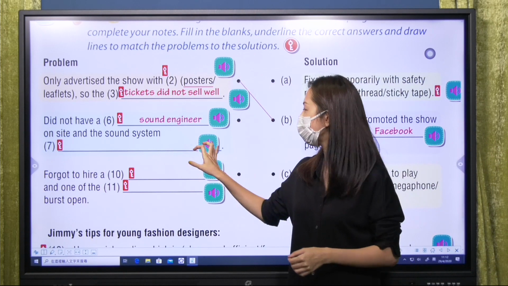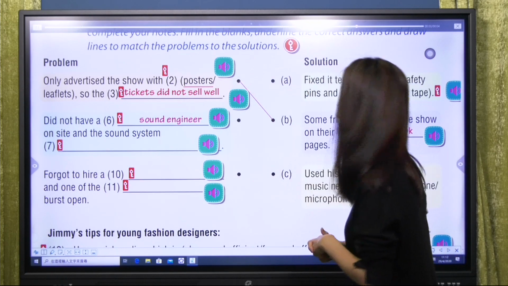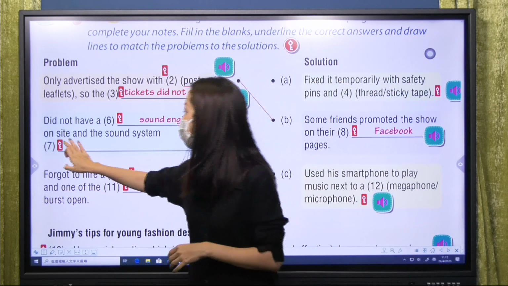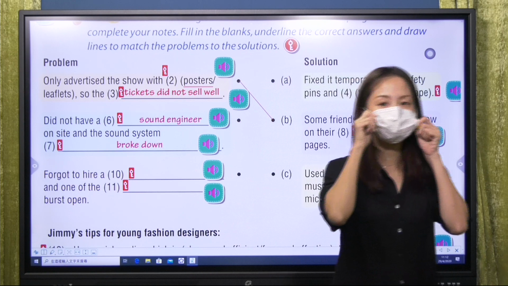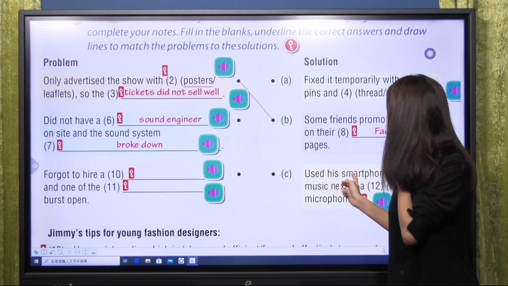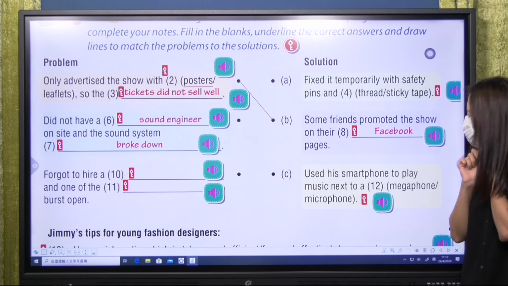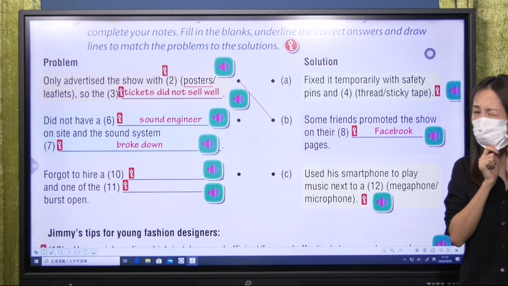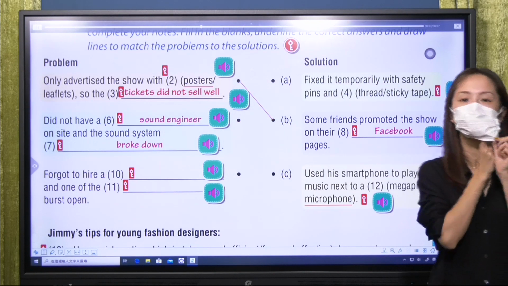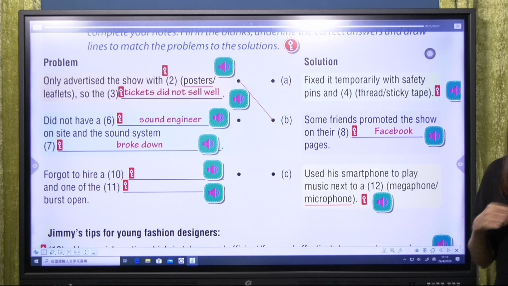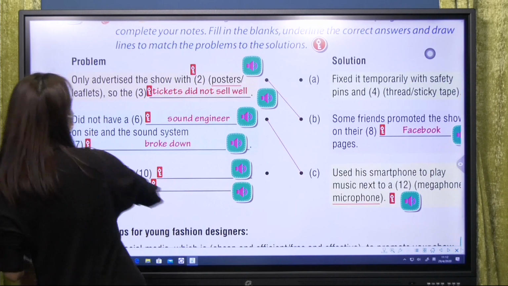And then the sound system. Unfortunately, the sound system broke down. Broke down, 壞咗, 失靈. And then so what do we do? Use his smartphone to play the music to a microphone. I had no choice but to use my smartphone to play music next to a microphone. So for this one, very clearly.